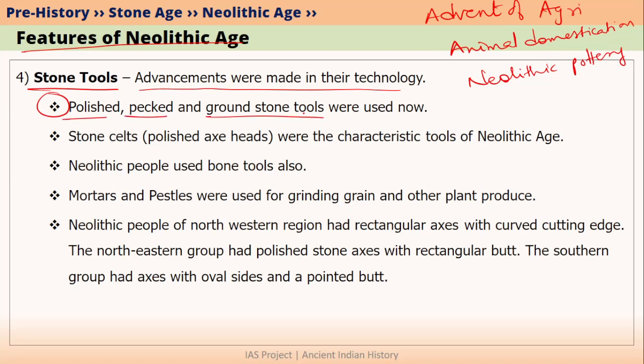What do we mean by this? The word polished means that the surface of the stone tool was smooth. And how did they make the surface smooth? They did it by grinding. Before grinding, to make the stone tool, they used pecking. Let's try to understand about pecking.